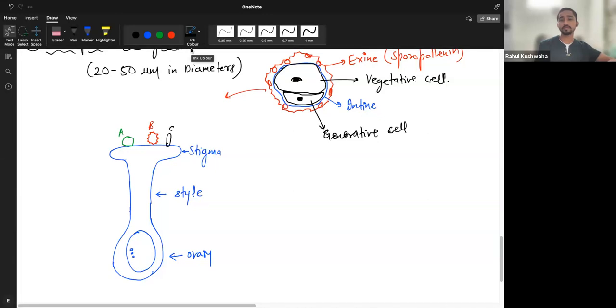If I try to make a human sperm fertilize a zebra ovum, will it happen? We'll not get a human baby with zebra stripes. We'll never get a human baby with a zebra stripe, right? Why? Because remember, there was a species-specific interaction between ovum and sperm. The moment sperm touches the ovum, there's a series of chemical interactions that tell the ovum that, okay, this sperm is of my species and it's allowed to come, right?